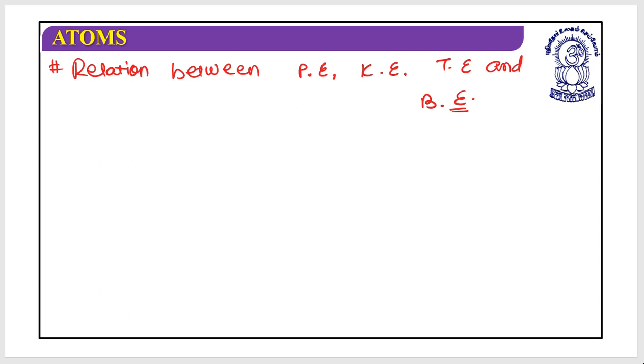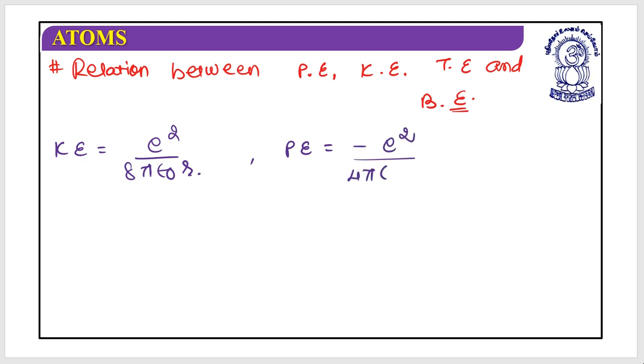When I say kinetic energy, the kinetic energy is e square divided by 8 pi epsilon naught into r. If I say potential energy, then this will be equal to minus e square upon 4 pi epsilon naught into r.